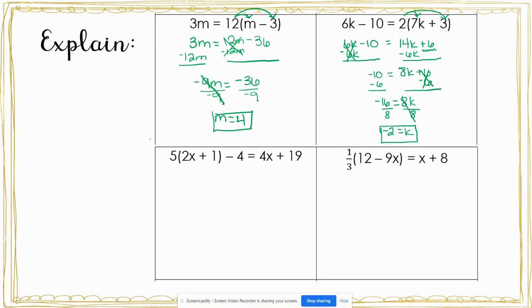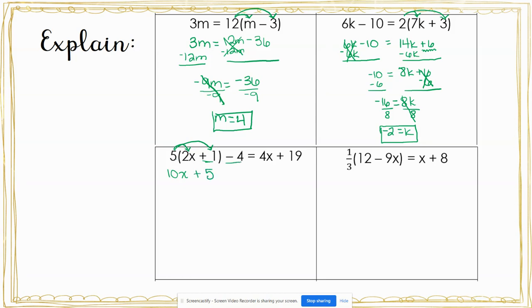Next, I have 5 times 2x plus 1 minus 4 equals 4x plus 19. I know that I need to distribute here first, so I'm going to start with this. Well, if I do 5 times 2x, that gives me 10x. Then 5 times positive 1 is positive 5, so I would write plus 5.